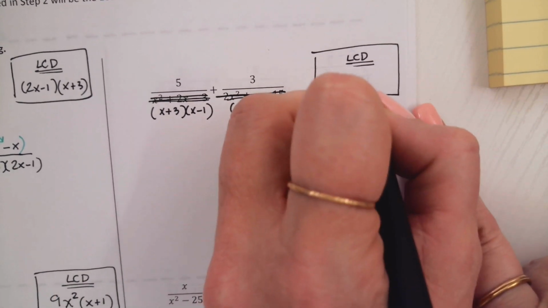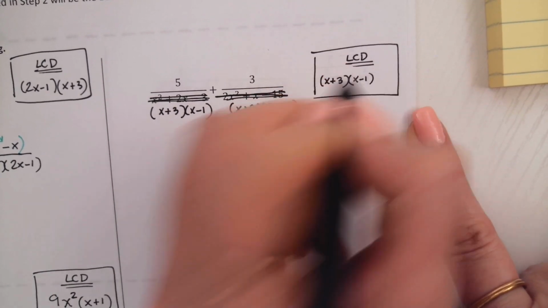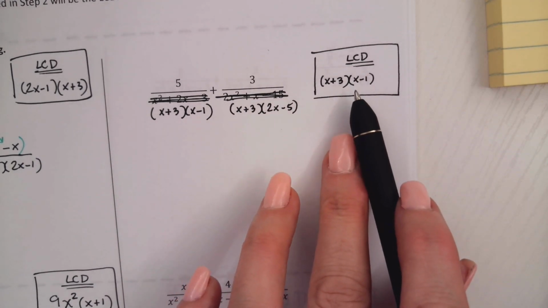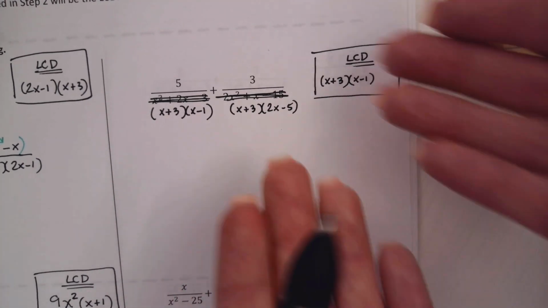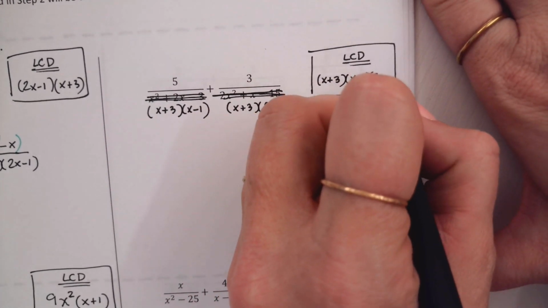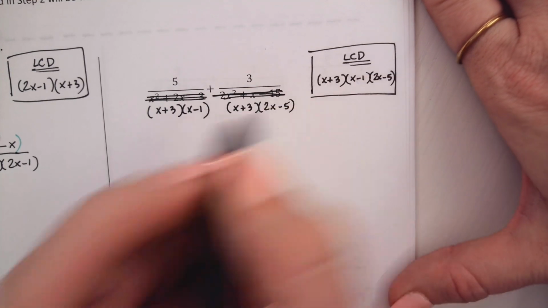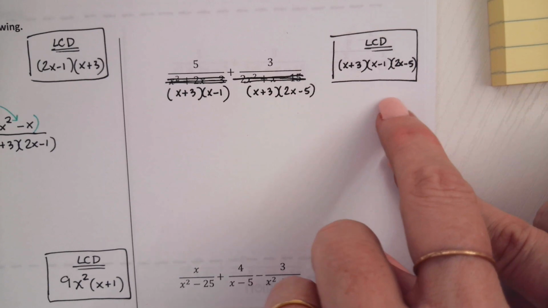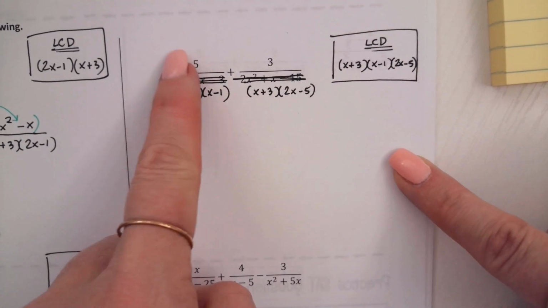I need an x minus 1 because that shows up in a denominator. And now looking at the second one, again, do I have to write x plus 3 again? No. We already have an x plus 3 in our LCD. So we just need that 2x minus 5. Yeah, this one's definitely easier than the last one.